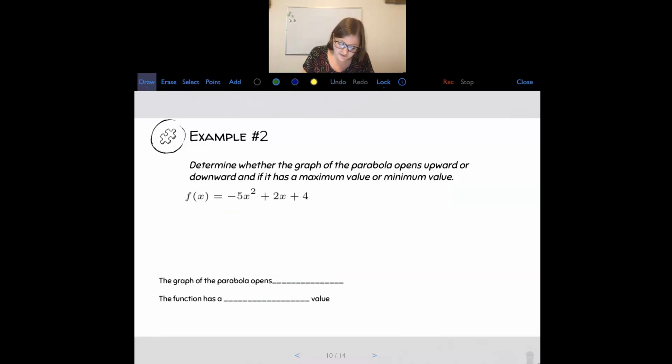Example 2, determine whether the graph of the parabola opens upward or downward, and if it has a maximum value or a minimum value. Okay, so in this case, a is equal to negative 5. So this is going to open downward. Okay, and parabolas that open downward, just estimating, it's going to have a maximum value. Okay, so visualizing these is really helpful.